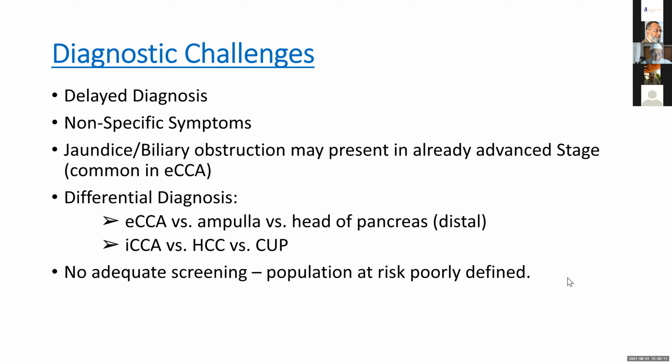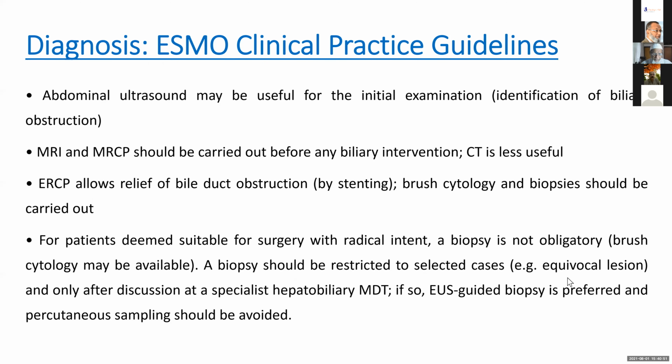There is another challenge, the differential diagnosis of biliary tract cancer. Extrahepatic cholangiocarcinoma is sometimes misdiagnosed as cancer of the head of the pancreas, or intrahepatic cholangiocarcinoma sometimes coincides with hepatocellular carcinoma, and it is tough to distinguish between the two. And there is no statistically defined risk group in which we can make some screening to diagnose earlier.